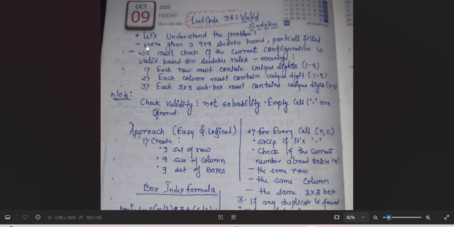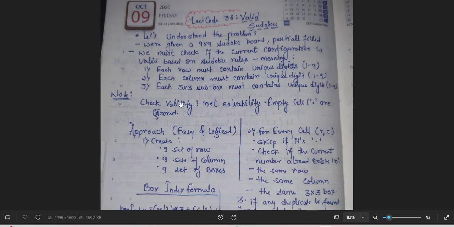We must check if the current configuration is valid based on Sudoku rules. Meaning, each row must contain unique digits from 1 to 9, each column must contain unique digits from 1 to 9, and each 3 by 3 sub-box must contain unique digits from 1 to 9. The note is to check validity, not solvability. Empty cells, represented with a dot, are ignored, meaning whatever empty cells we have, we ignore them. We have to check the validity only, not the solvability.